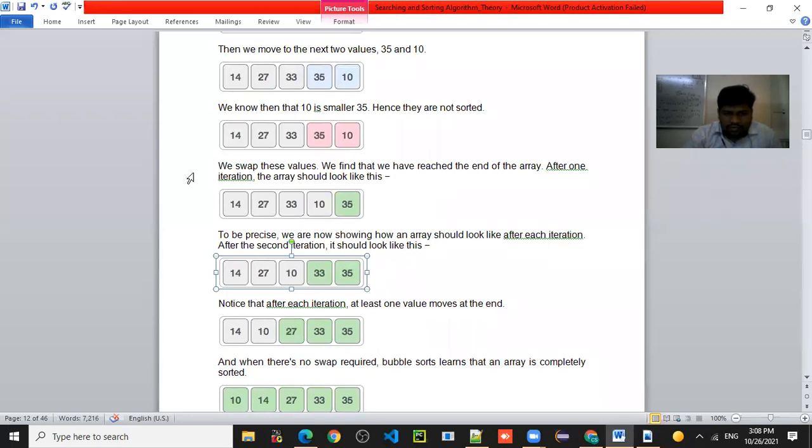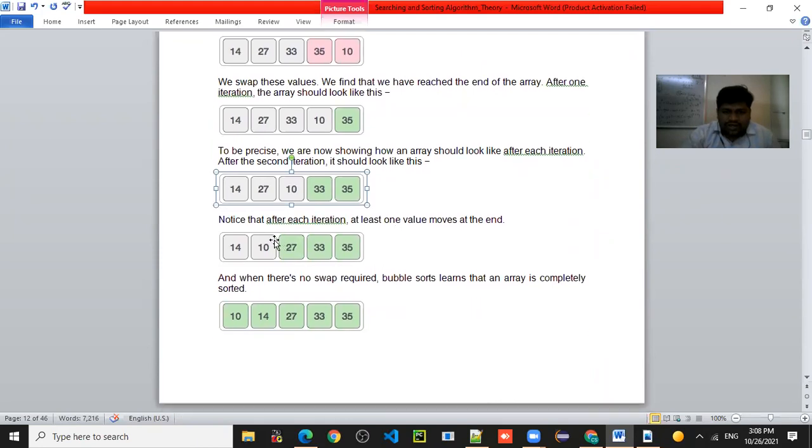मग सेम पद्धतीने आपण सेम कंपॅरिझन करणार. 14 27 कंपेअर केलं, परत 27 33 कंपेअर केलं, 33 आणि 10 कंपेअर केलं. तर 10 कुठे येणार? या साइडला येणार आणि 33 कुठे येणार? राइट साइडला येणार. मग after second iteration so array will look like this. किती इटरेशन झाले? 2 इटरेशन. Now the same. So again after each iteration, at least one value will be moved to the end.